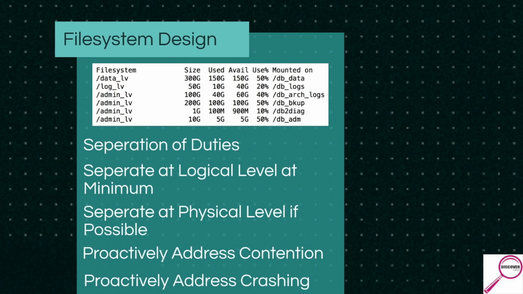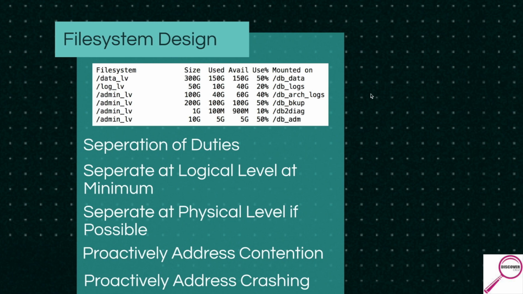When you're dealing with the system design phase, I always take a look at trying to separate things based off of a separation of duties. I'm trying to do it from two perspectives. At the minimum, I'm going to try to do it at the logical level. This is going to prevent crashing from one area filling up and crashing another. For example, when your DB2 error log goes crazy because of an issue, you don't want it crashing your database because it's in the same file system as the data that you're holding.